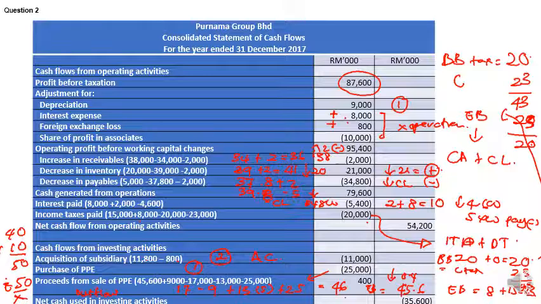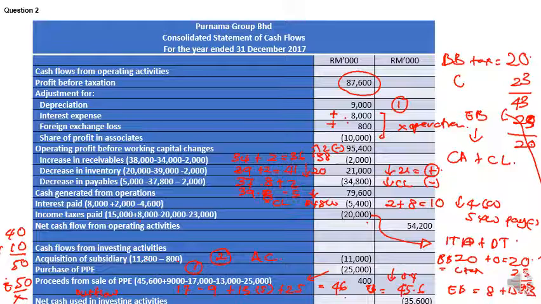Compare that with the ending balance here, which is only 20, so there is a reduction of 21. A reduction in a current asset means you need to add, so add 21.